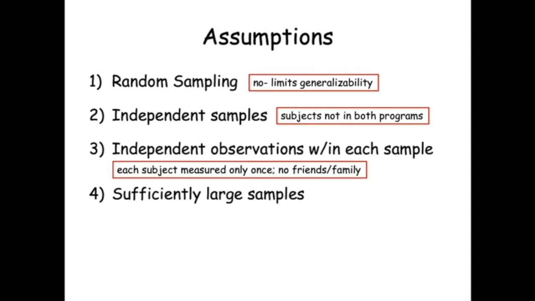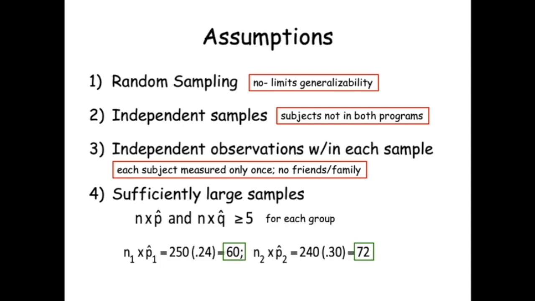To meet the independent observations assumption, each subject must be measured only once. Because sampling wasn't random, the researchers must also ensure that other family members or friends are excluded from the study, because they might influence each other's probability of quitting. We have the data, so we can check the sample size assumption, which has been met.